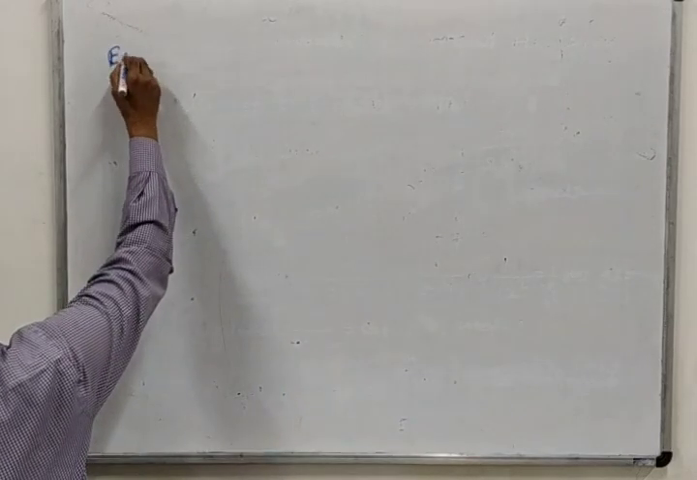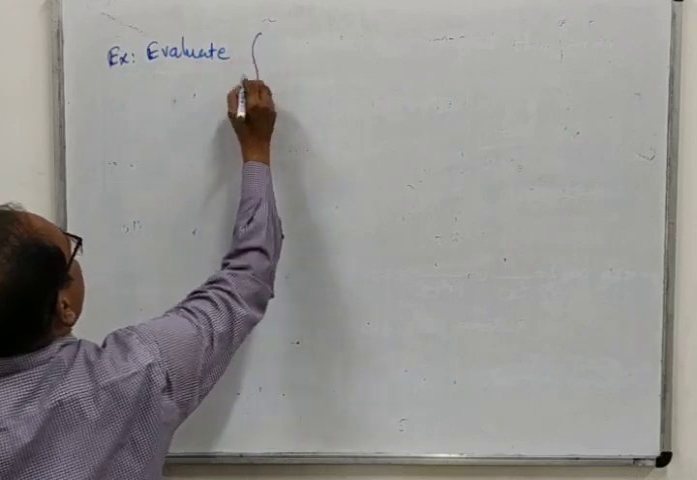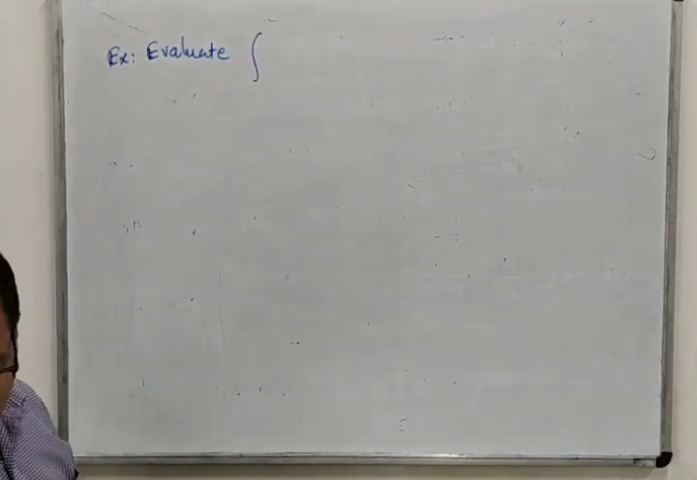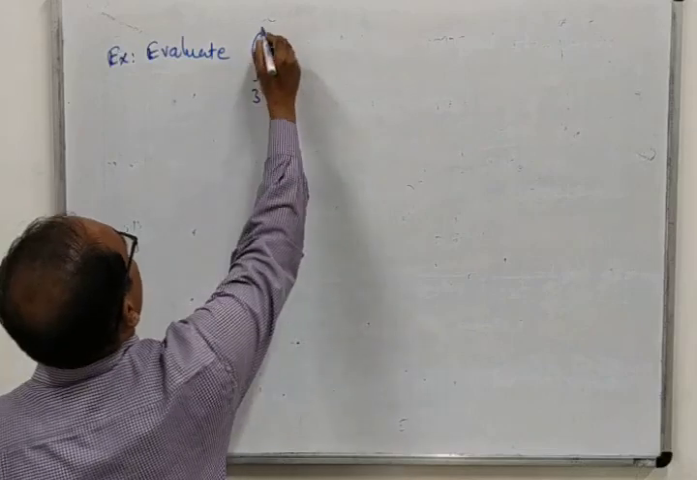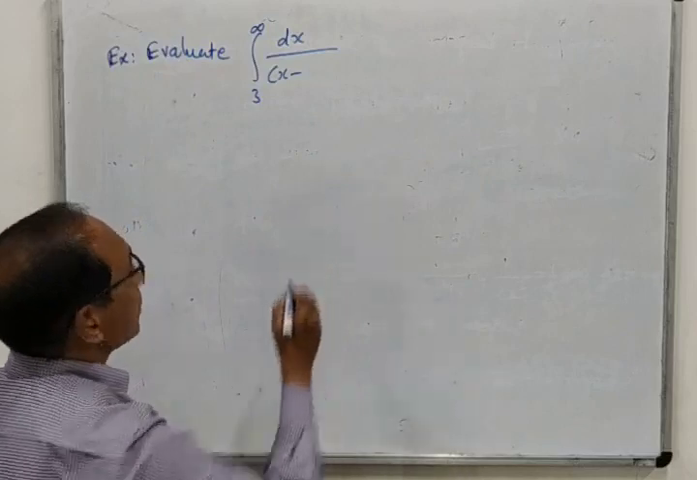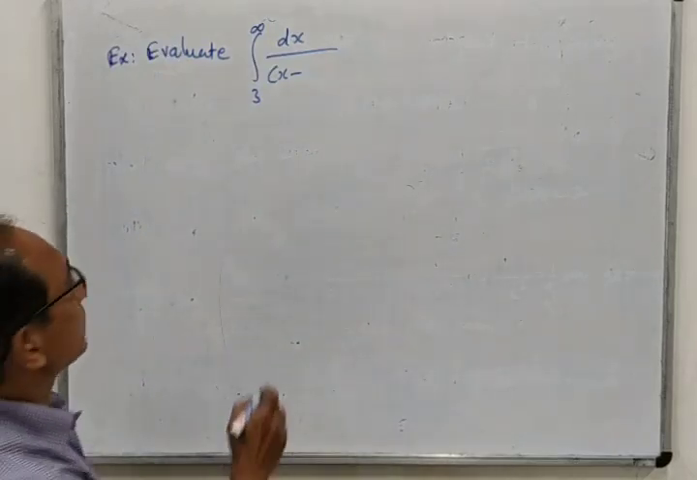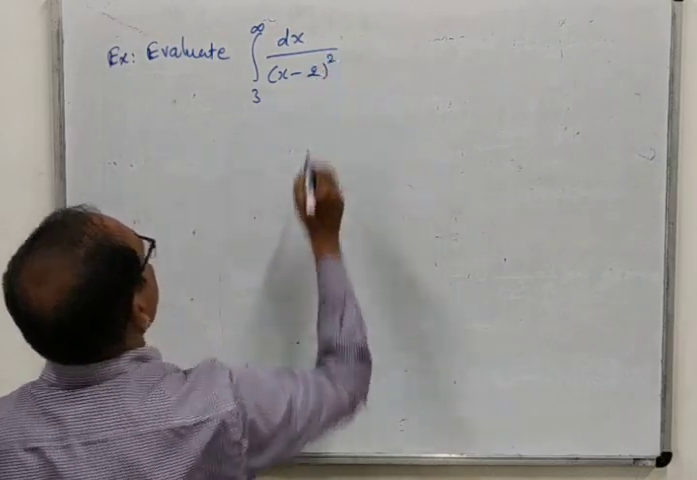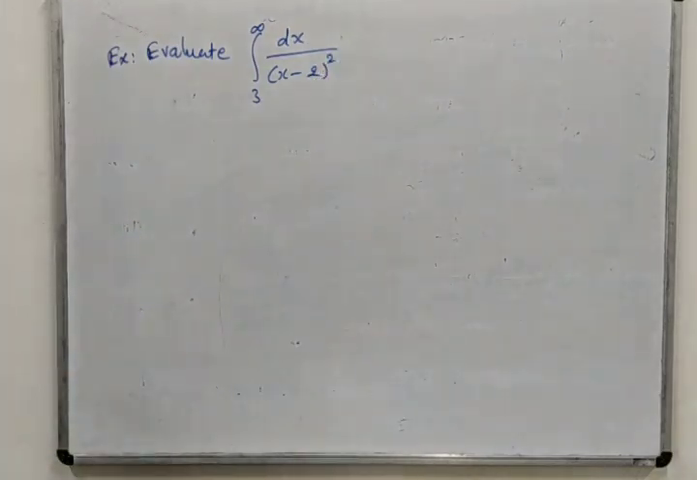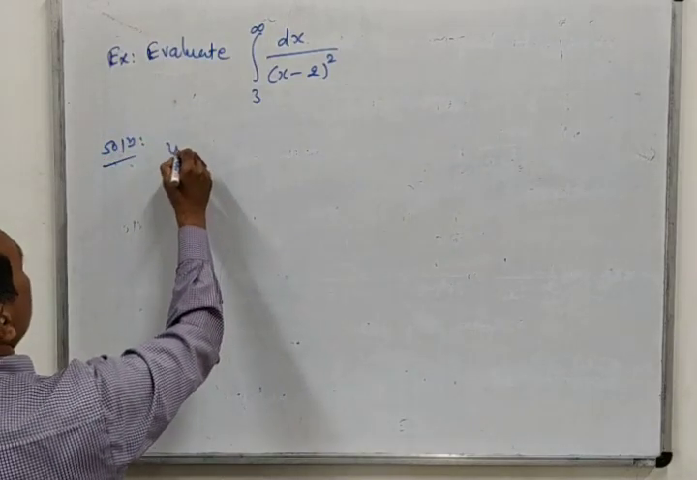Example. Evaluate integration 3 to infinity dx upon (x minus 2) whole square. So here this example is very simple because this is an improper integral.